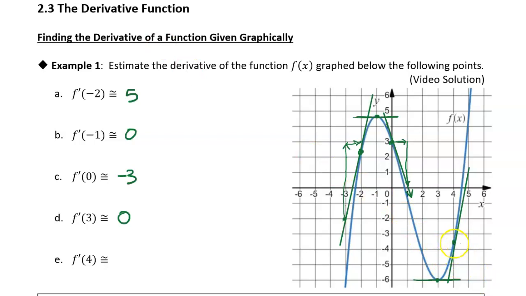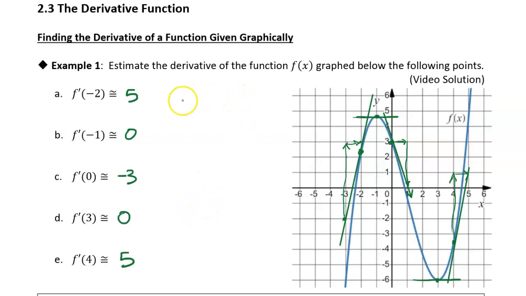Let's see. It's supposed to touch here, midway in between. So 1, 2, 3. It kind of looks like maybe it's 5 again. 1, 2, 3, 4, 5. Up 5 and over 1. I'll just say it's going up 5 and over 1 roughly, so I'm just going to estimate it to be 5. All right, so I've estimated the derivative at those x values.